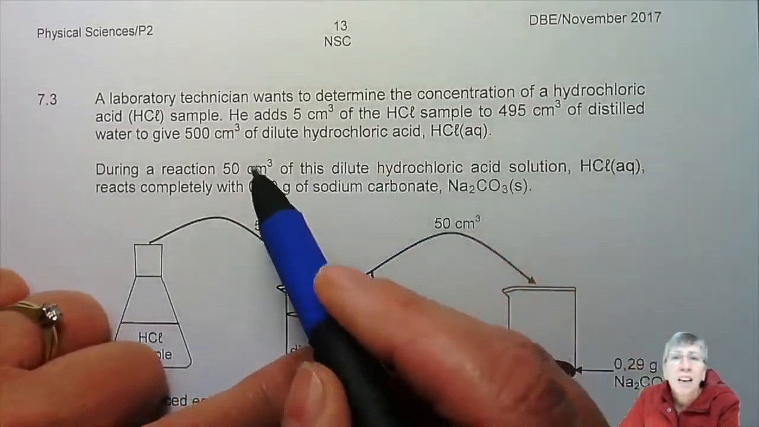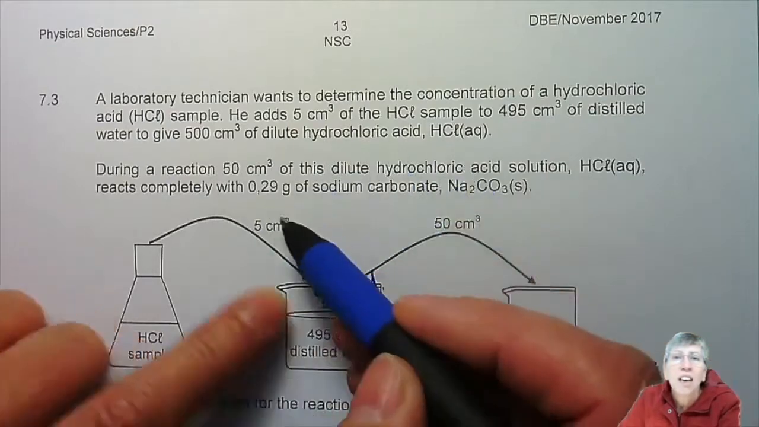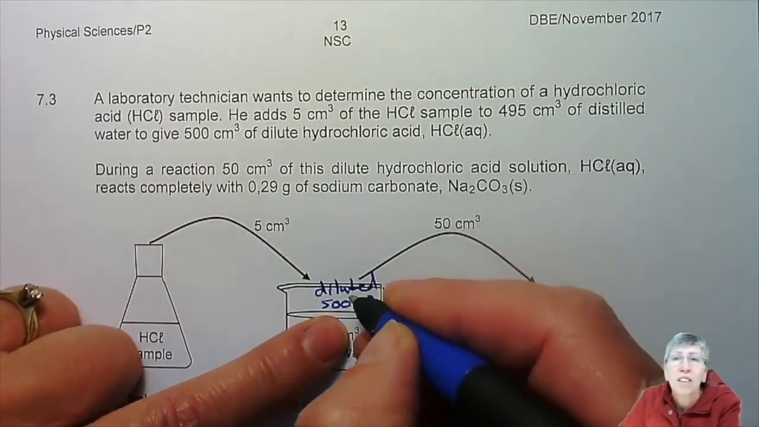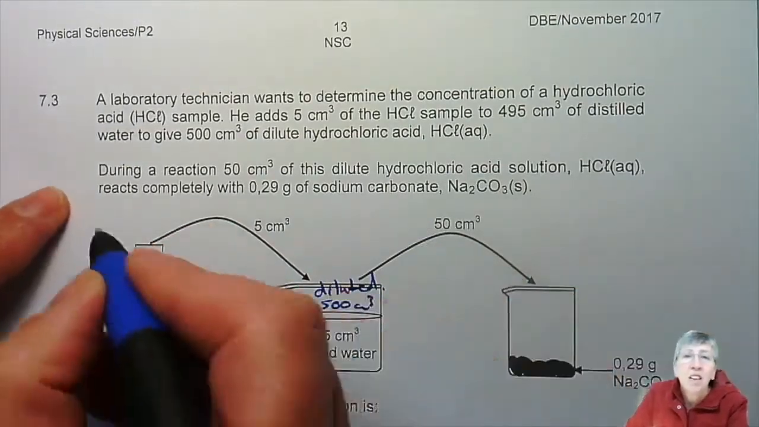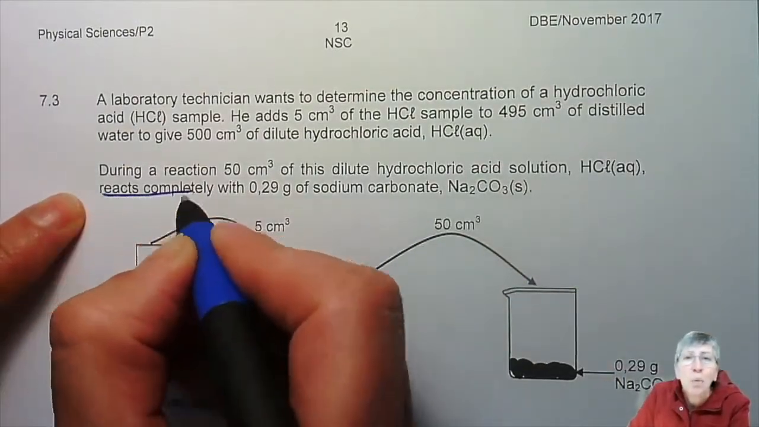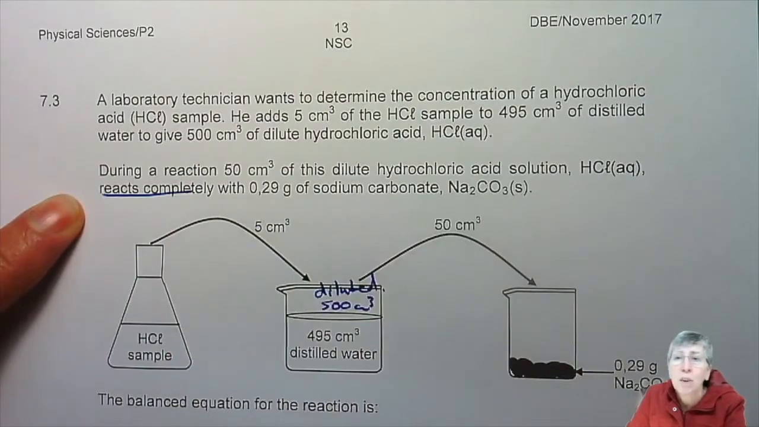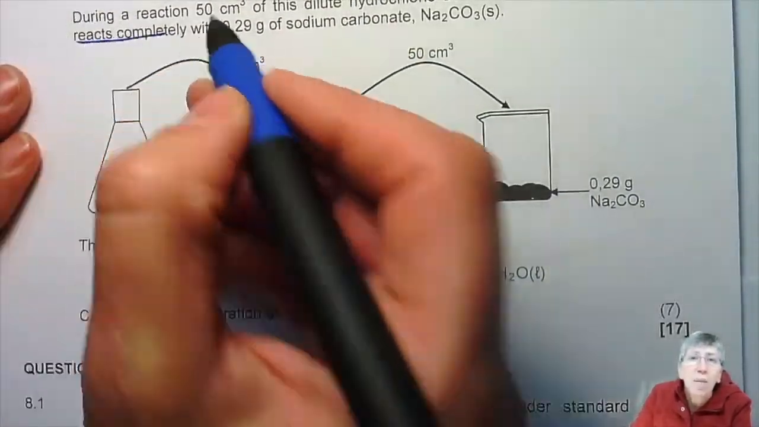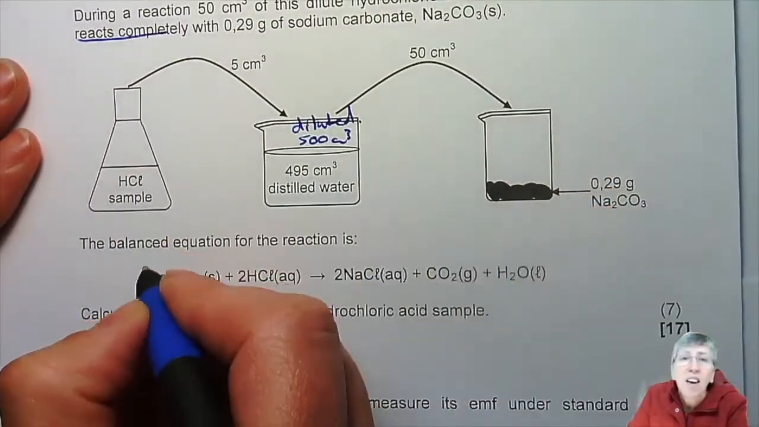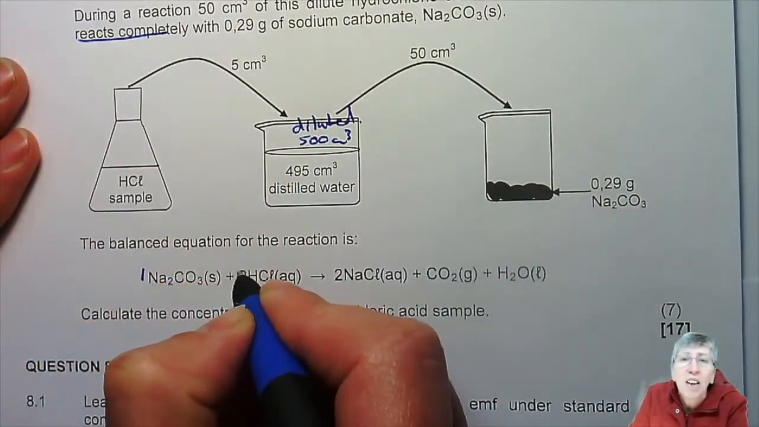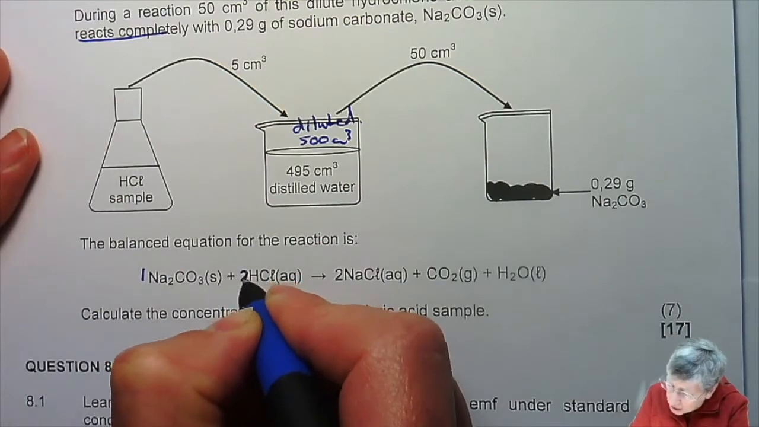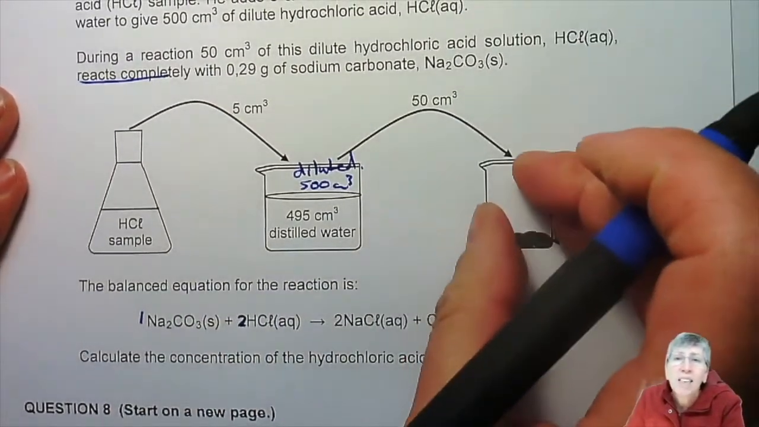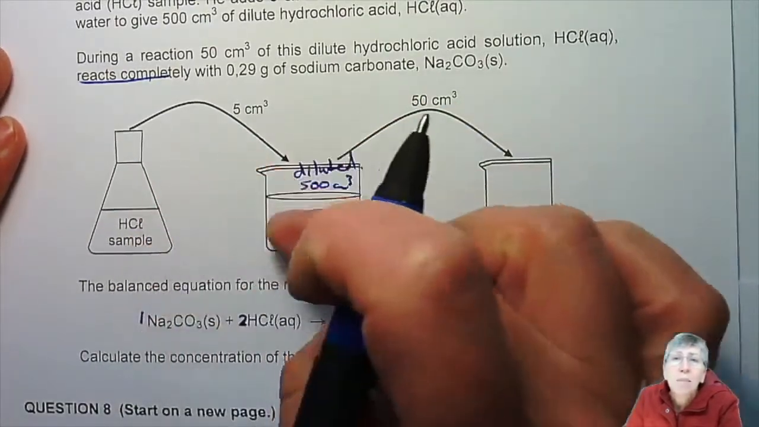Then during a reaction only 50 cm³ of that 500 is used, and that reacts completely with 0.29 grams of sodium carbonate. And they give us the reaction. Now, reacts completely tells me over here they are in the right ratio. They reacted in 1 to 2 in that beaker, right? So we can work easily with that, but then let's think about what's happening here.